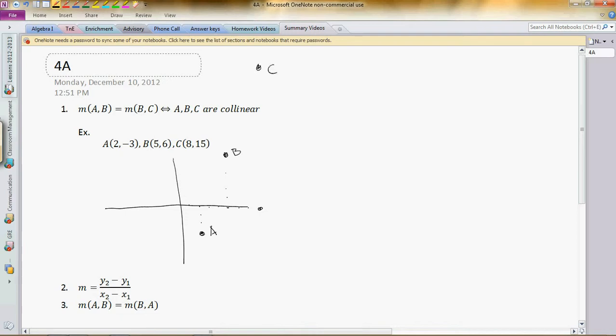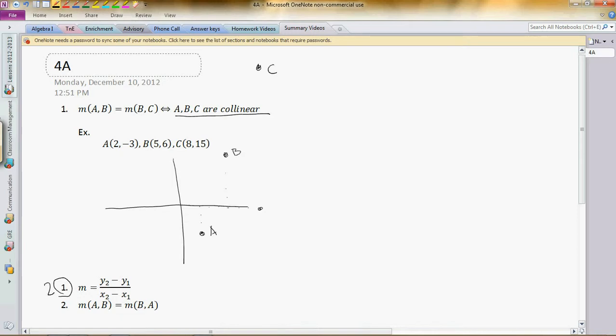So the question is, are these three collinear? Collinear means the same line, on the same line. So in other words, ABC are collinear. In other words, that means those 3 points are on the same line. So how do we see that? How do we find that out? We need the second point to understand this.